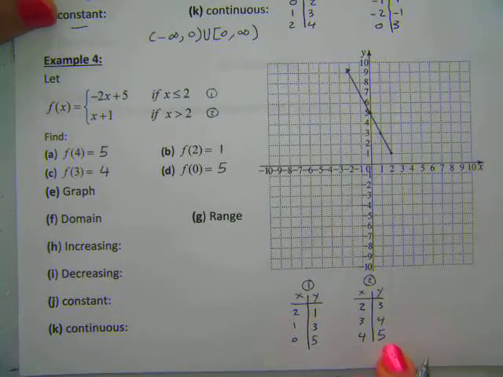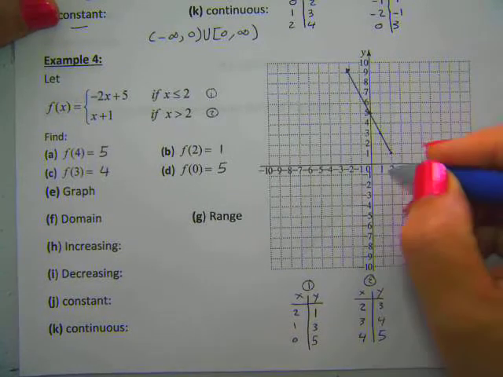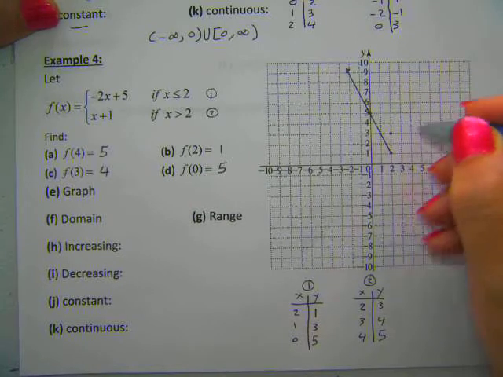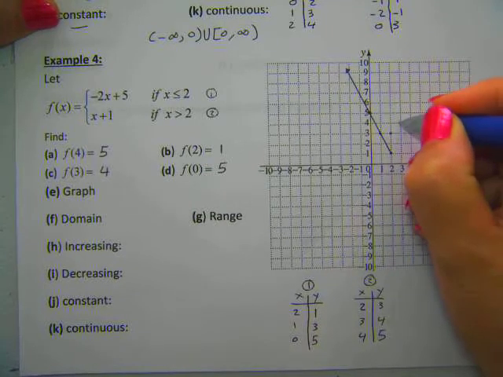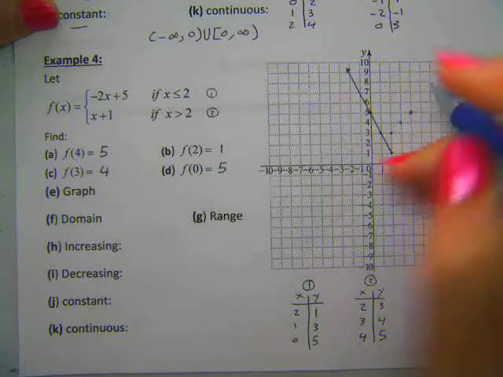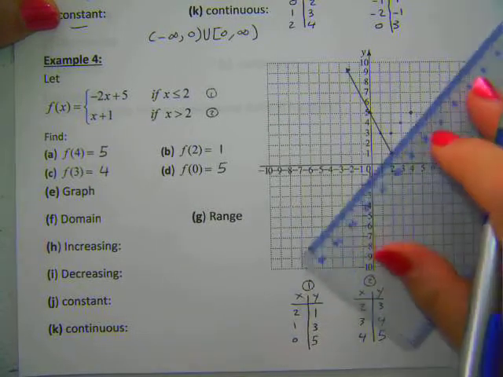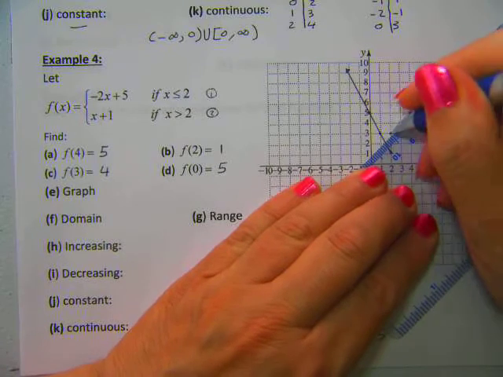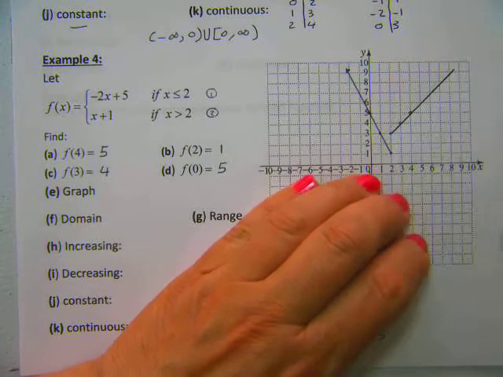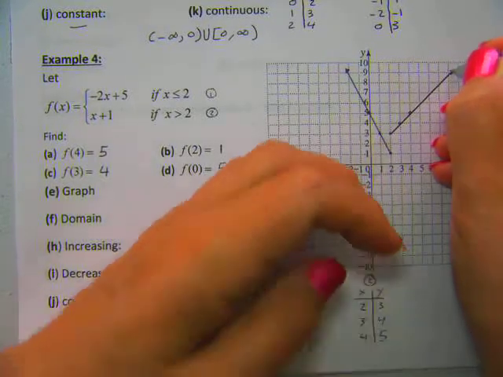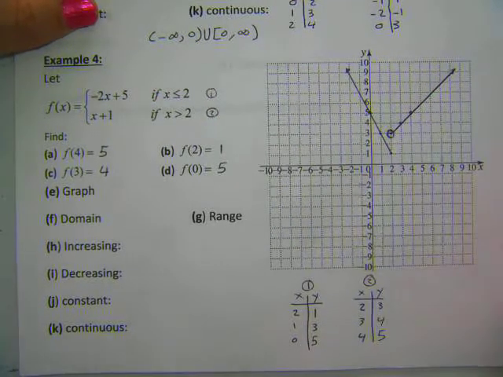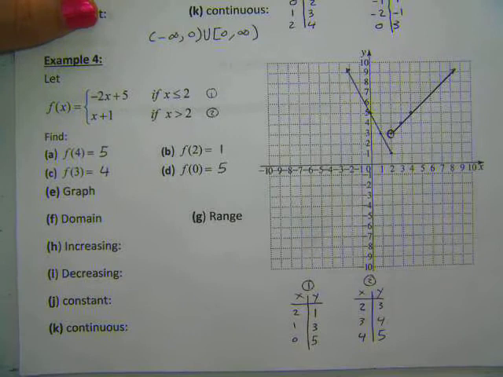Now for the other one, let's put these points: 2 and 3, 3 and 4, 4 and 5. The graph is going greater than 2, so we are going to go to the right and only to the right. The only difference is we are going to put a hole on this value because it's not included.